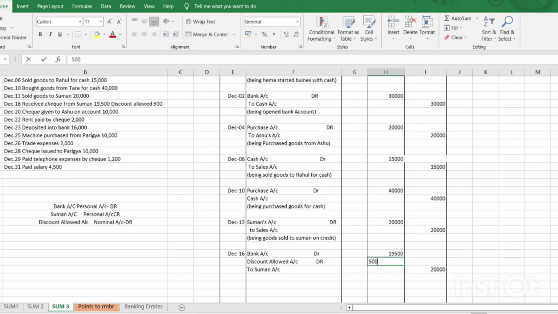19,500, and we allowed her a discount of 500. So at the end, the total of the debit and credit of that transaction should be equal. So 19,000 plus 500 is 20,000. So it is correct.